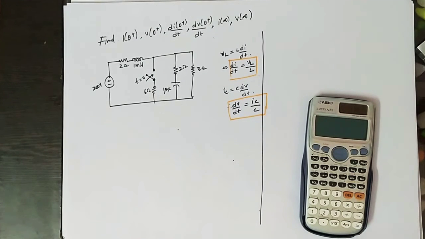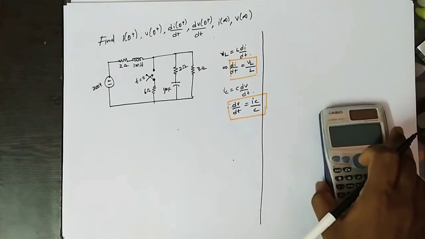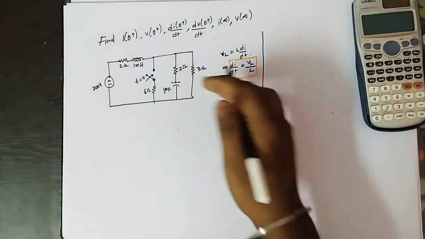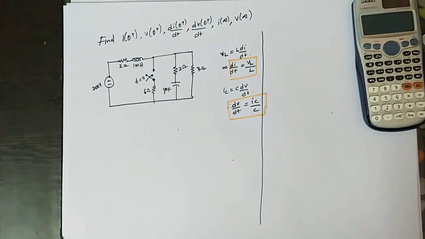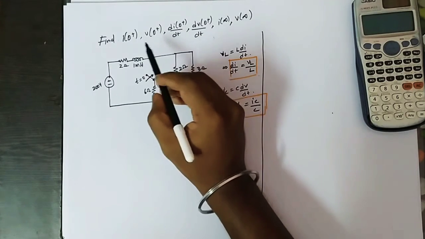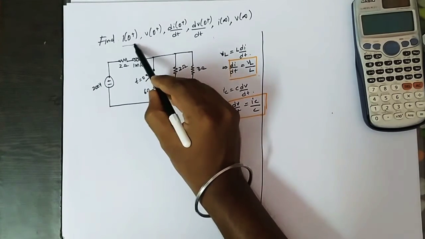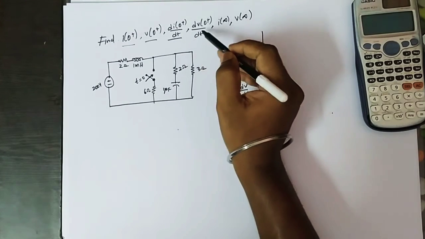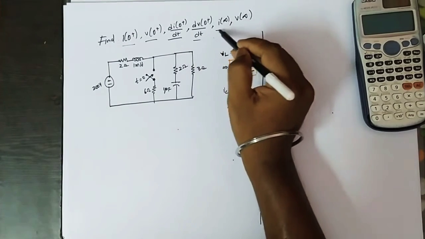Welcome back, guys. In this lecture, we'll solve a few problems based on the t equal to 0 plus condition. In this problem, he is asking you to find, when the switch is operated at t equal to 0, i of 0 plus, v of 0 plus, and di of 0 plus, dv of 0 plus. So, what are these?